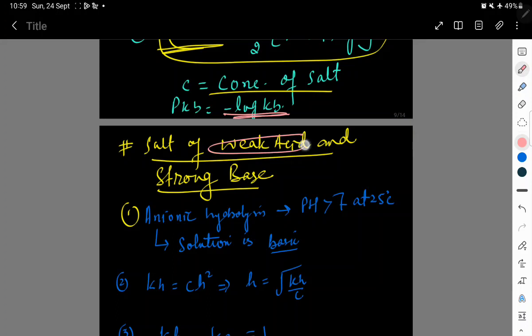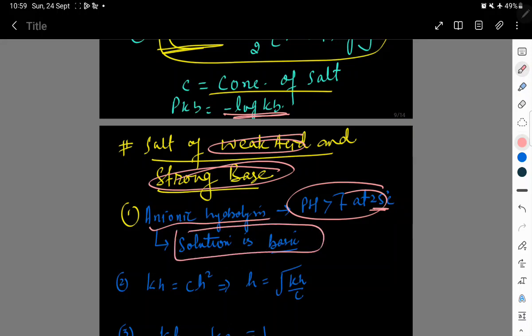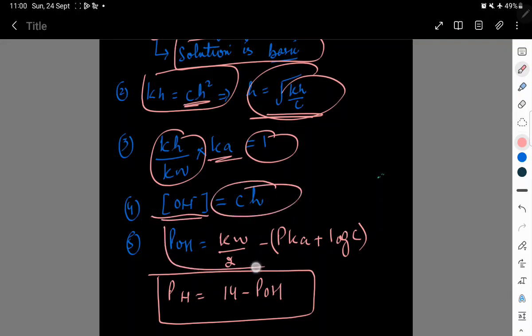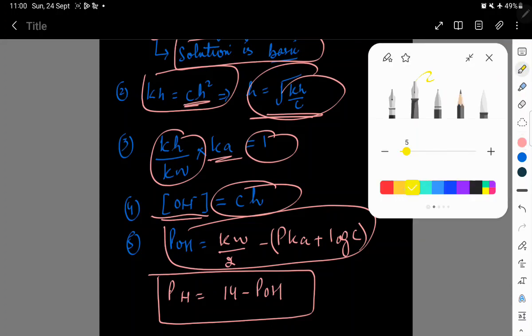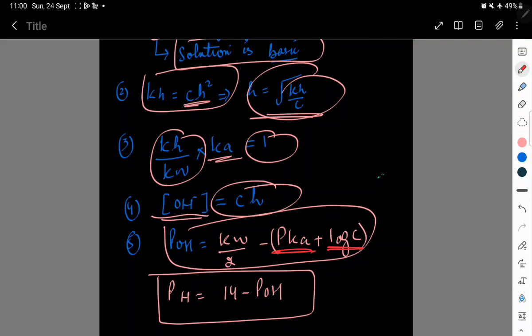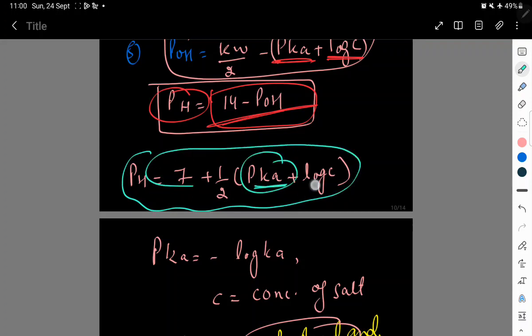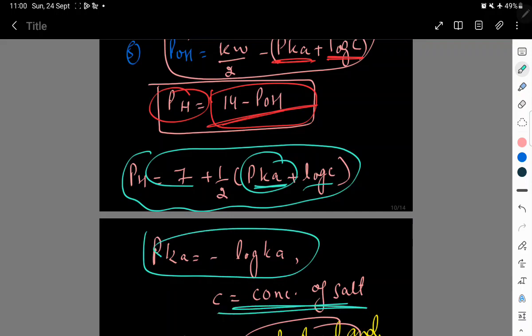Next case, if we take the salt of weak acid and strong base, then it will be anionic hydrolysis, pH greater than 7 at 25 degrees Celsius. The solution will be basic, and Kh will be given by the formula Ch square, and h is under root Kh by C. And Kh by Kw into Ka will become 1. The concentration of OH negative will be Ch, and pH is given by this formula, 14 minus pOH. After overall calculation, we will get pH equivalent to 7 plus 1 by 2 pKa plus log C, where pKa is minus log Ka, and C is the concentration of salt.